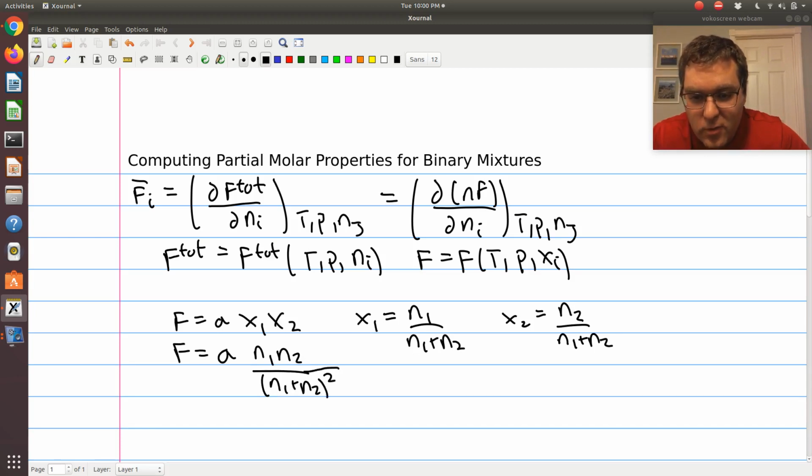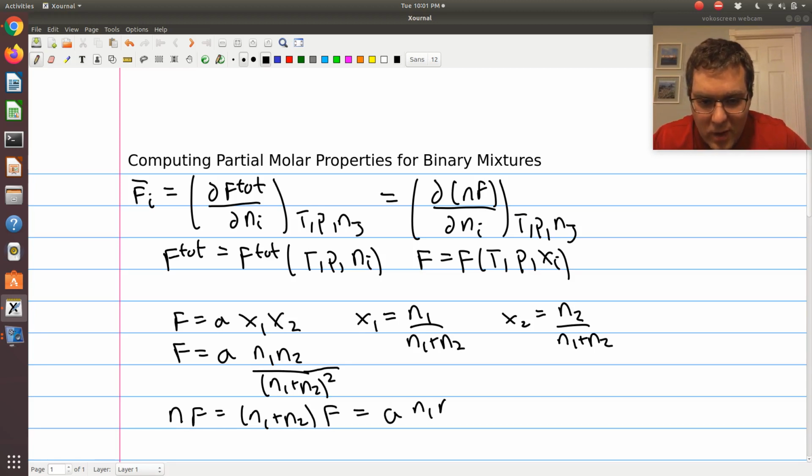So first I'd have to make the substitutions, and then I could take this analytic equation and work out the applicable differential. And actually I'd have to take a step further, because this is n times f, which is n1 plus n2 times f. So this would be a n1 n2 over n1 plus n2, since I'd kill one of the terms. Nonetheless, I would still have to make this simplification, and only then could I attempt to work out this analytical derivative.